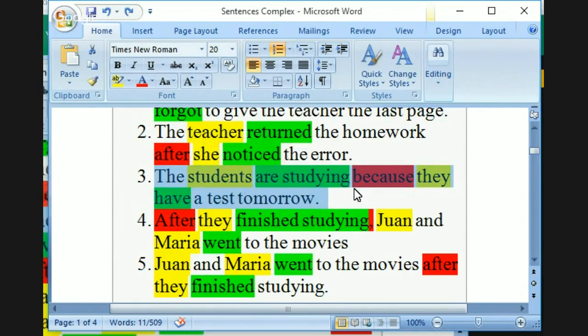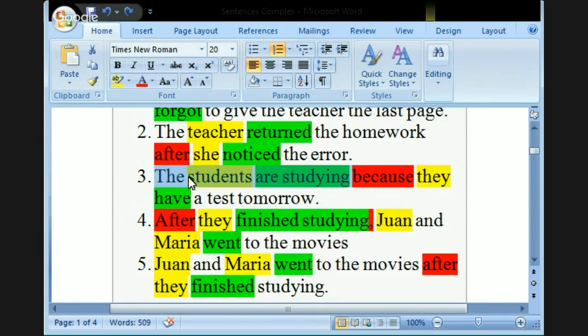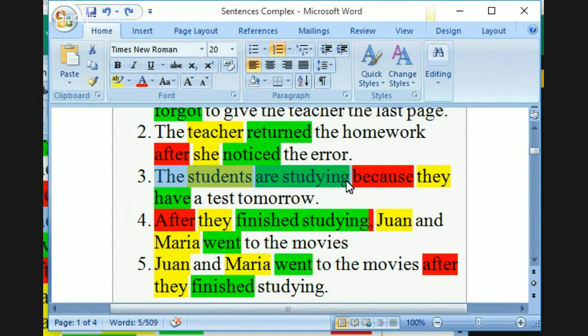The students are studying here. My third example is the independent clause connected with the dependent clause using the subordinator because they have a test tomorrow. I don't need a comma because the independent clause is first. Because is a subordinator, but it is not a time subordinator.